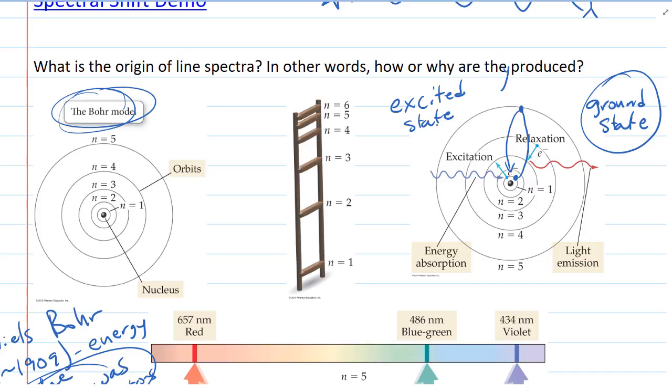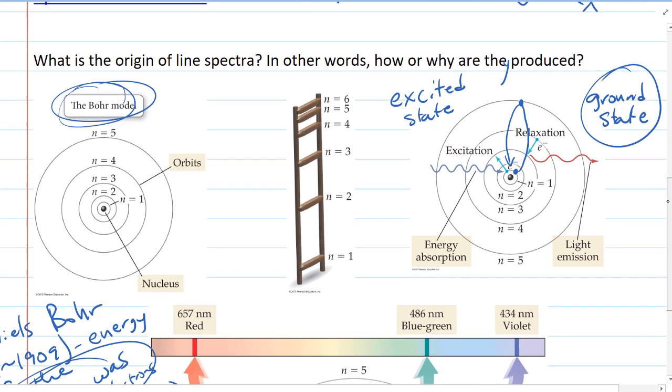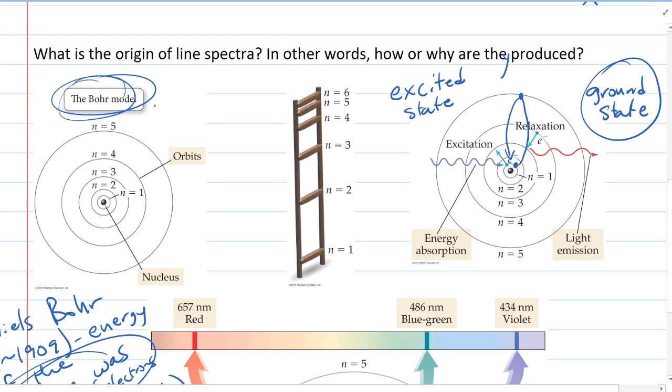Now, one of the really cool things about this, and one of the problems with the Bohr model, in fact: the Bohr model is not what we refer to today as the modern atomic theory. We've replaced the Bohr model with what we call the quantum mechanical model. And one of the biggest weaknesses of the Bohr model was soon identified.